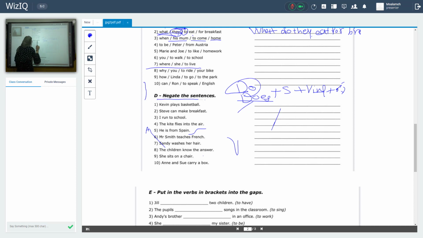Here we have a negative sentence. He wants me to form a negative sentence in the simple present. So I will answer 1 or 2, just.